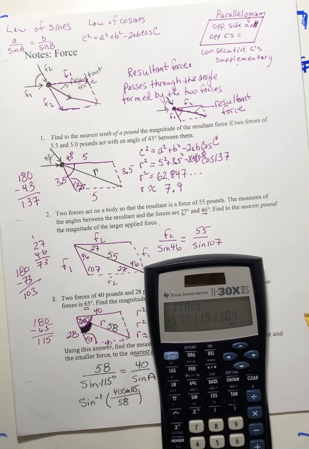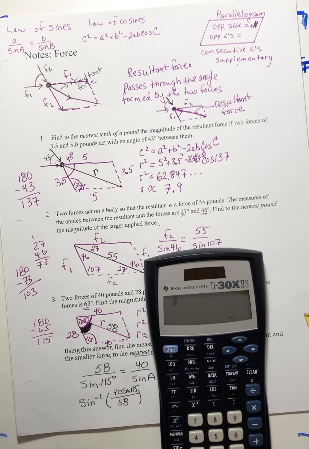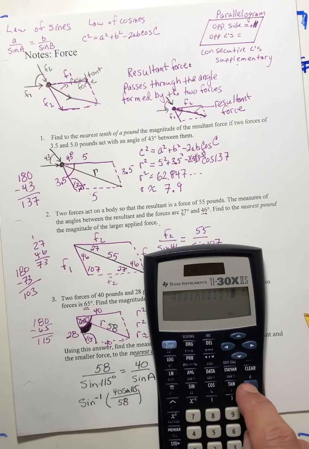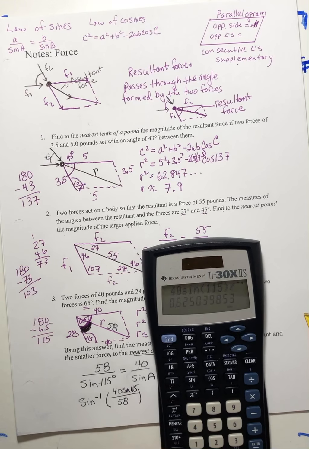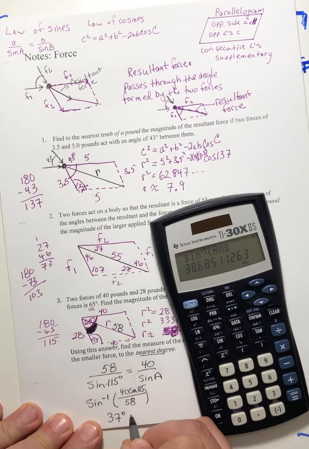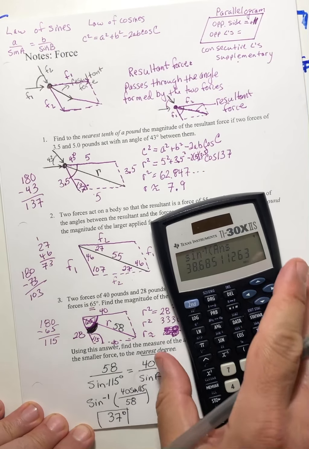Okay, so in your calculator, I would do all these calculations first and then do inverse sine of your answer. You're multiplying these two, and you're going to divide by the 58. It says to the nearest degree, so once we get that all typed in, we'll be done. So I have 40 sine of 115 divided by 58, hit equal. Now I'm just going to do second sine, second answer. And so we have 37 degrees. So that angle is 37 degrees. Okay?